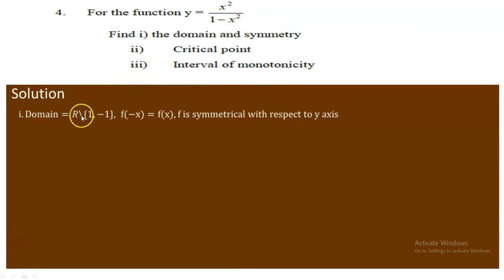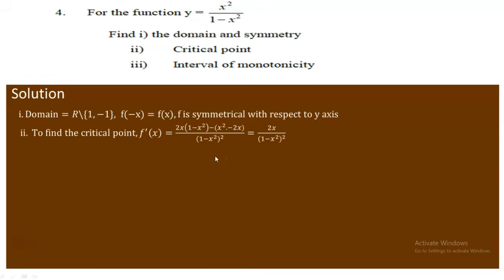So the set of all real numbers except 1 and minus 1 is the domain of this, and the function satisfies this behavior. F of minus x is the same as f of x, okay? F of a negative number is the same as f of the positive number. So f is symmetrical with respect to the y-axis. That is to say that it is enough to sketch one part of the y-axis, either the left or the right. Simply taking the image of one of the two, you can obtain the other part. So f is symmetrical with respect to the y-axis.